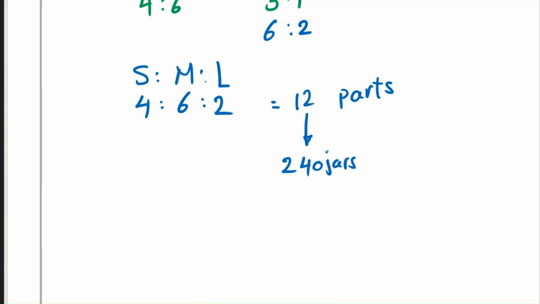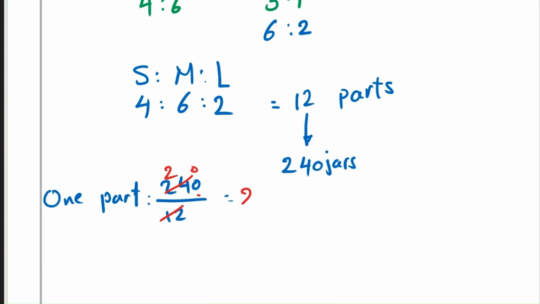So that means one part. How to get one part? We say one part equals 240 divided by 12 parts. How to make this calculation? Don't look at the zero now, we can add it at the end. 24 divided by 12 is equal to 2, so we have now 20. So one part represents 20 jars.